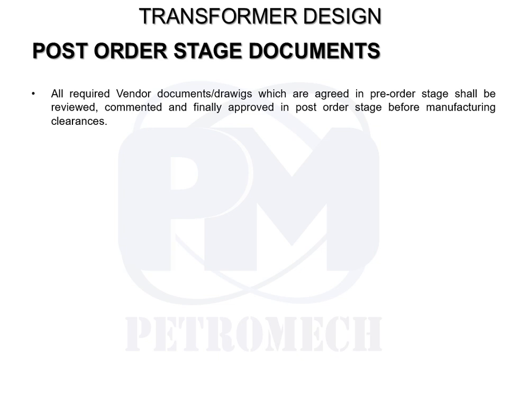And then we can set the expectation that post-order, what are the important documents that you need to submit to us for our review and approval for go-ahead in manufacturing. Without that, the vendor cannot proceed. So till you give a manufacturing clearance post order in the VDR stage, the vendor will not go for manufacturing.